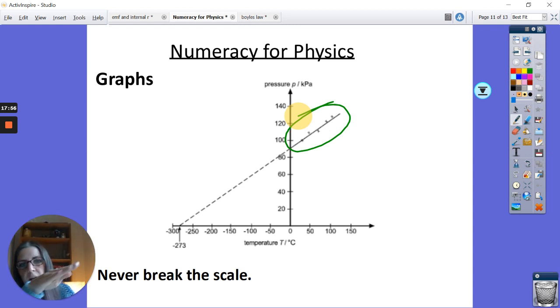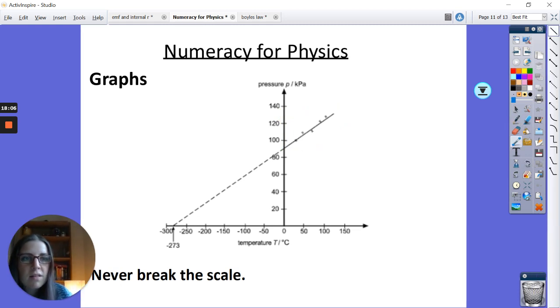Okay, it's going through a couple of points in the middle, and it's got a roughly equal split between the points above and the points below. But by drawing a straight line, we can analyse it, we can calculate the gradient, things like that, but we can also extend it to predict what would happen at other values. And for some topics this is really important.